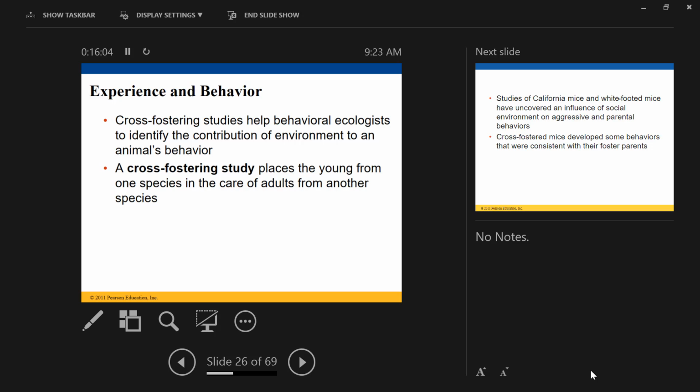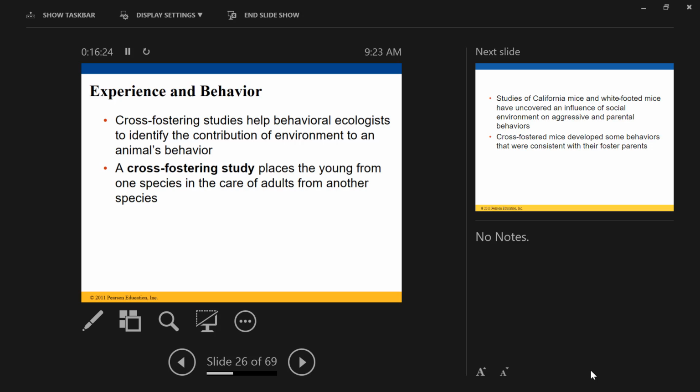So, and this is the best way to actually study whether it's learned or it's innate. Raise them separate from individuals of their species. And then if they still do it once they reach sexual maturity, then you know it's an innate behavior. It's a fixed action pattern. Okay, it's something that's going to happen. They don't have to learn it.